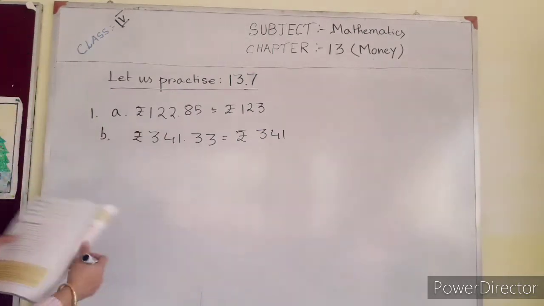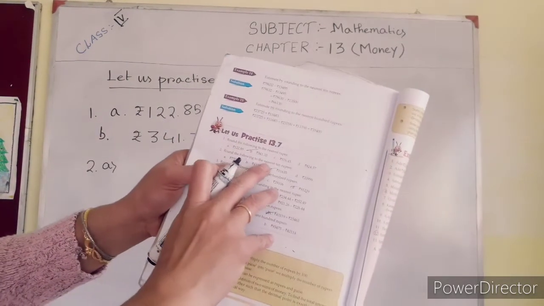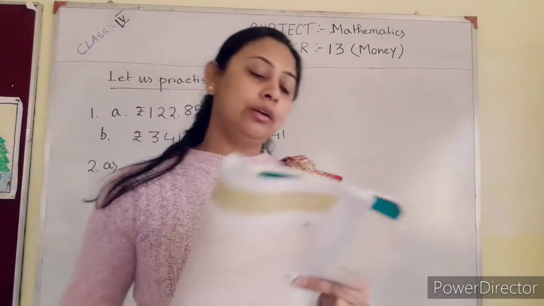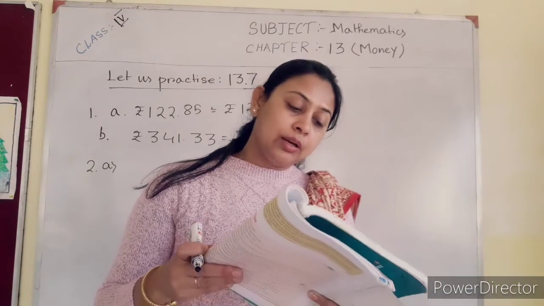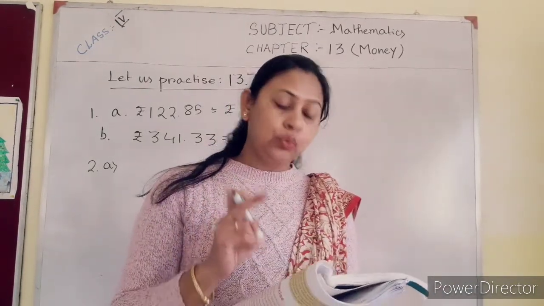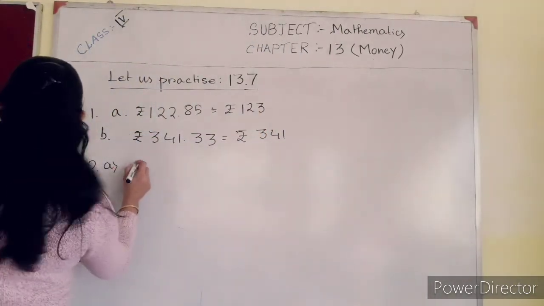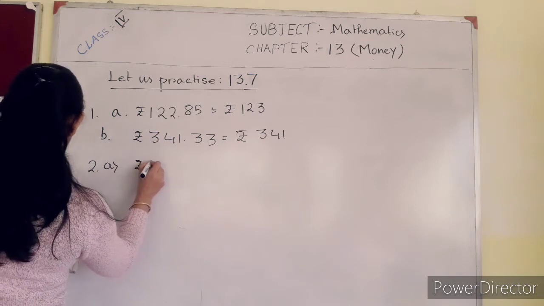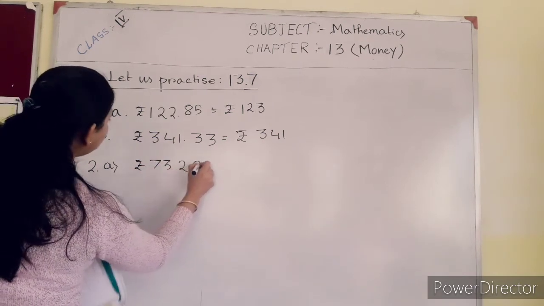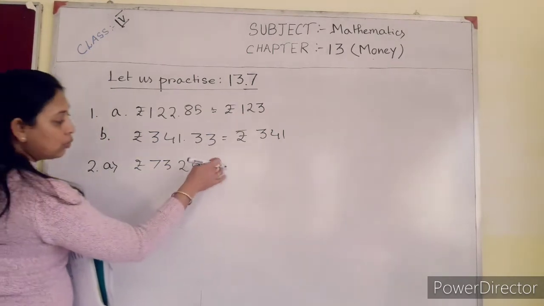Now number 2A. Round the following to the nearest 10 rupees. What is the rule to round the number to the nearest 10 rupees? You have to notice which digit is present in one place. Rupees 73,296. 6 is in one place.